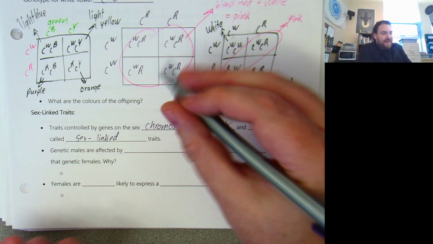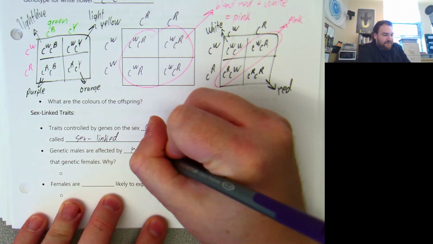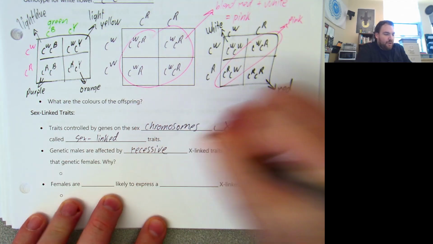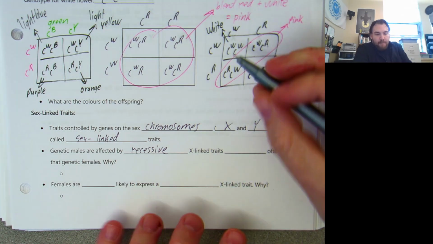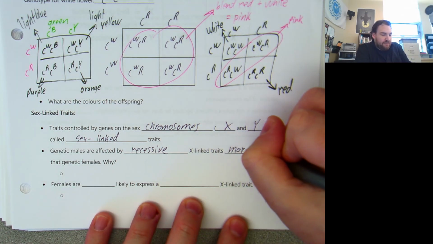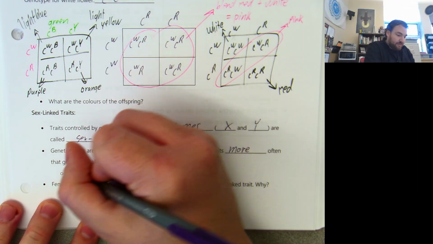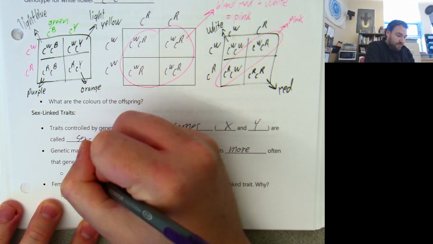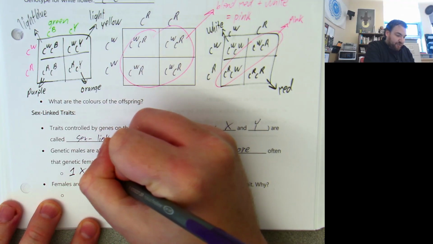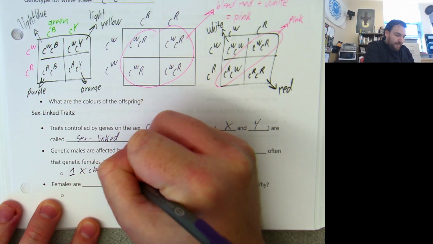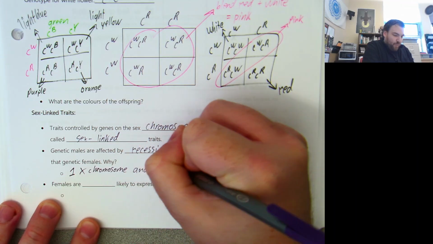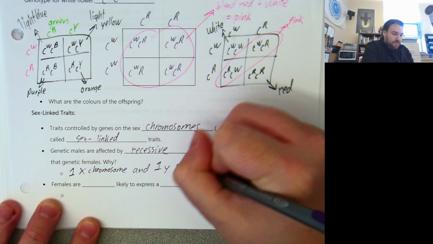Genetic males are affected by recessive X-linked traits more often than females. Anyone want to take a guess as to why that is? Yeah, because they have one X. Males have one X chromosome and one Y chromosome.